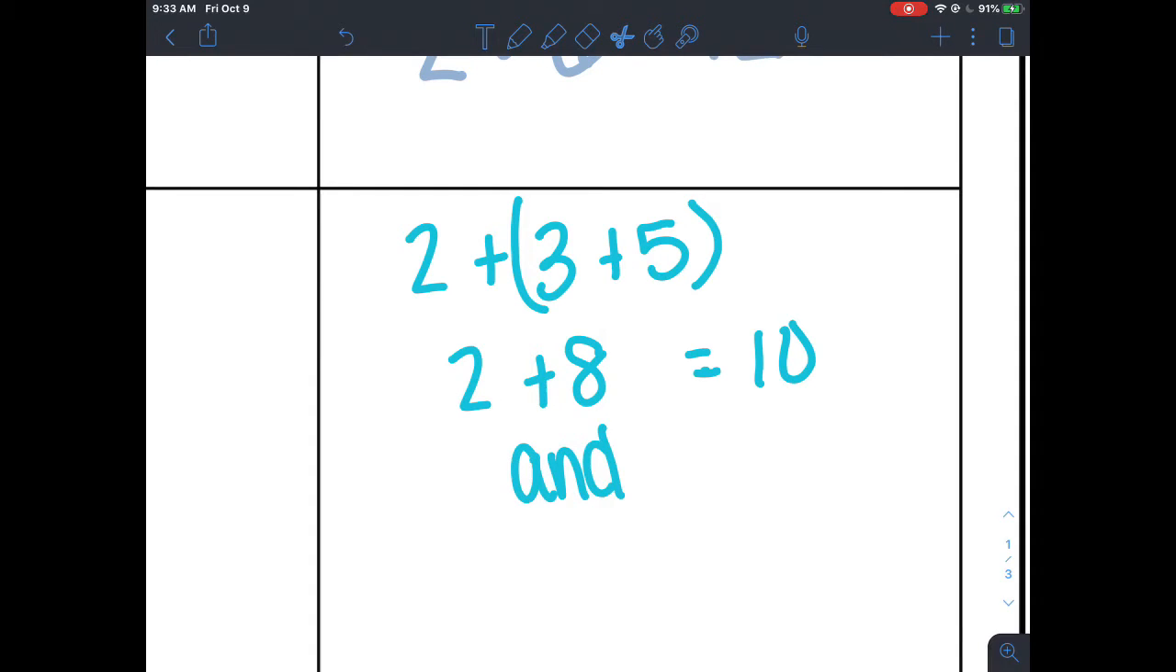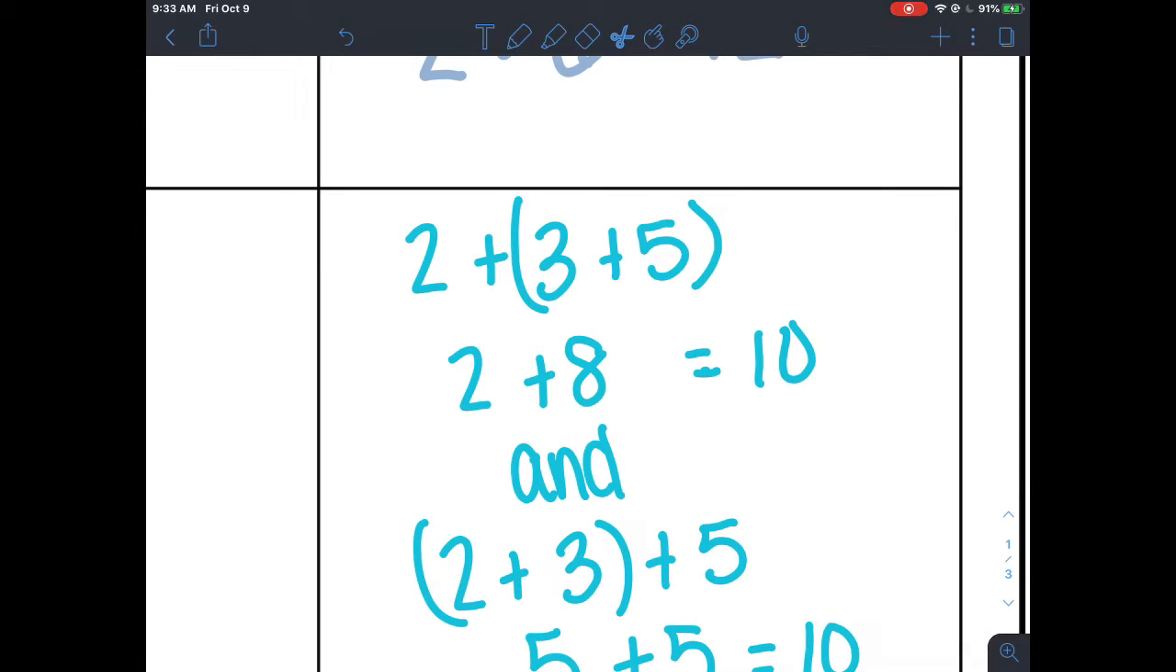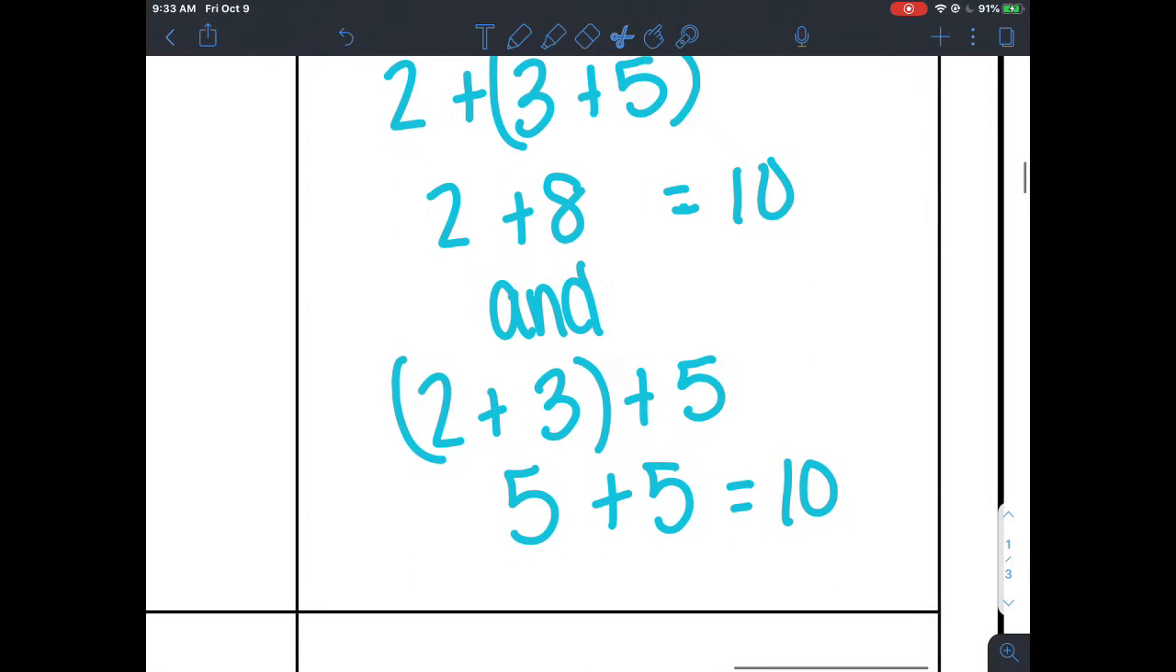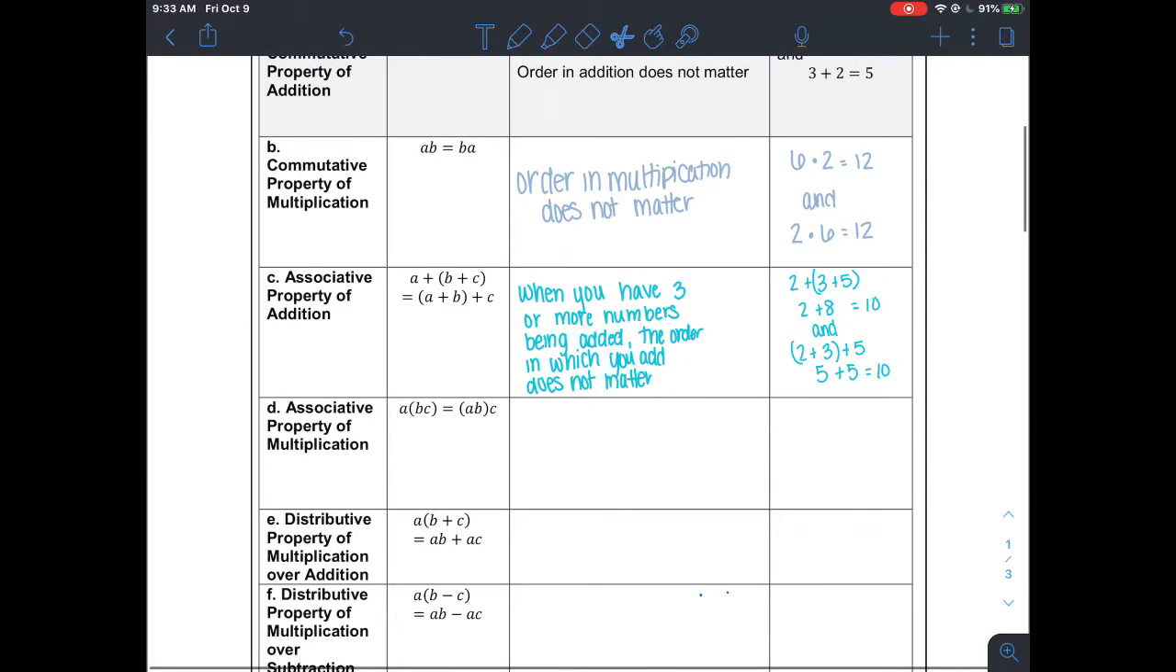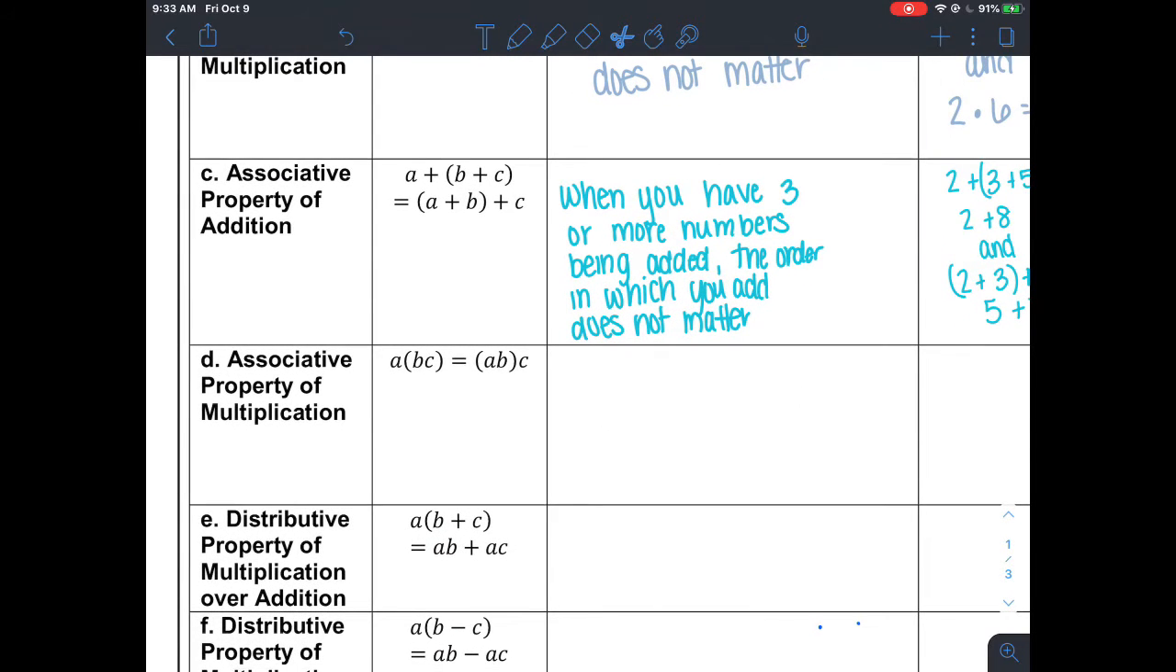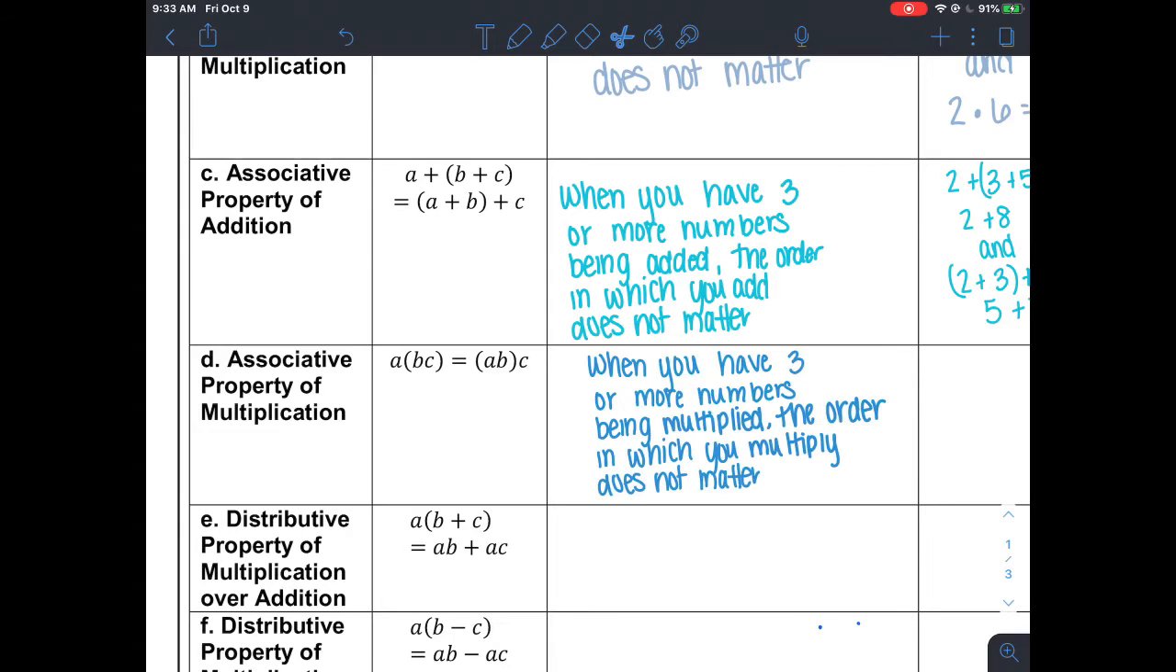Or if I flipped the order and I put the parentheses around the 2 and the 3, I'd have to add the 2 and the 3 first to give me 5 plus 5, which still equals 10. And then similarly, if we used multiplication, A times, in parentheses, B times C, or if we did A times B first and multiplied by C, when you have 3 or more numbers being multiplied, the order in which you multiply does not matter.